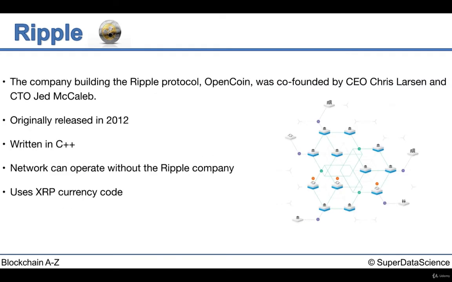But let's start off with a bit of historical background before we jump into some further details. For Ripple, the company building the protocol, OpenCoin, was founded by CEO Chris Larsen and CTO Jed McCaleb. Originally released in 2012, it was written in C++, and one of the most interesting aspects is that the network can operate without the Ripple company entirely.